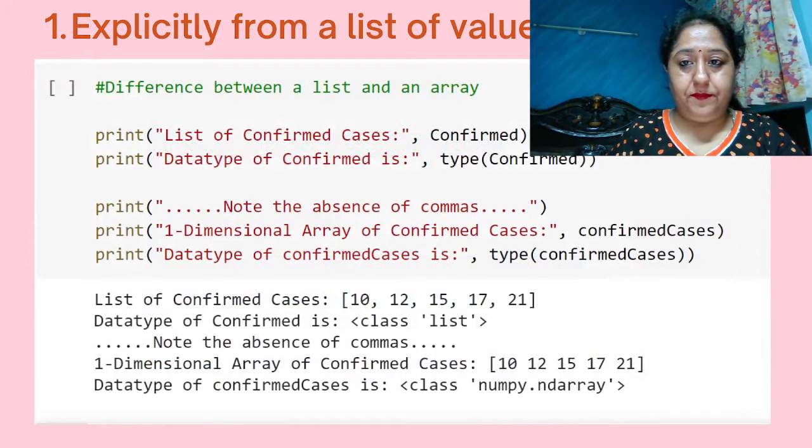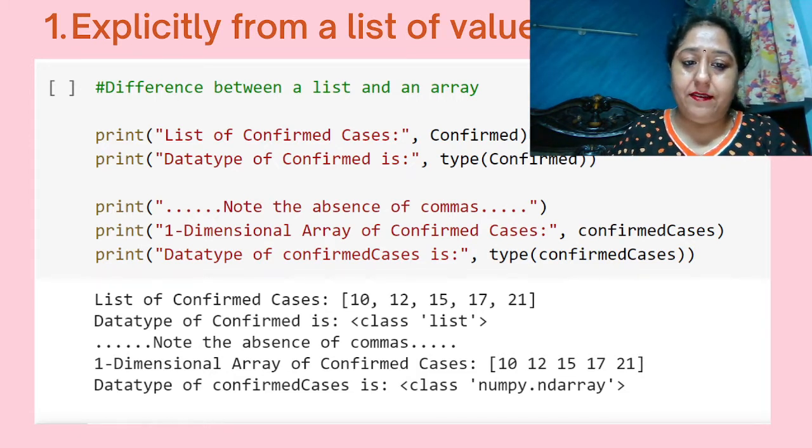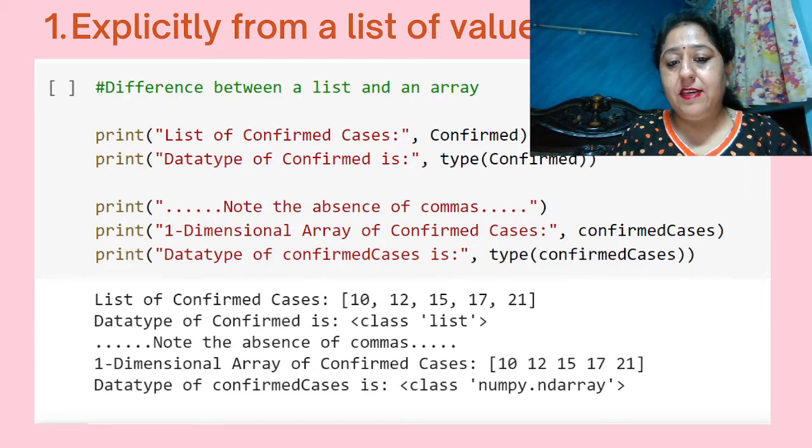Let's move further. To find out the difference between a list and an array, here we try to print the list and its type. That is, by using the print statement, we first display the list confirmed and then we display the data type of confirmed by using the function type, giving confirmed as a parameter to type. What we get here is that the list of confirmed cases is a comma separated list, which is enclosed in square brackets. And the data type of confirmed is class list. That is, it is an object of the class list.